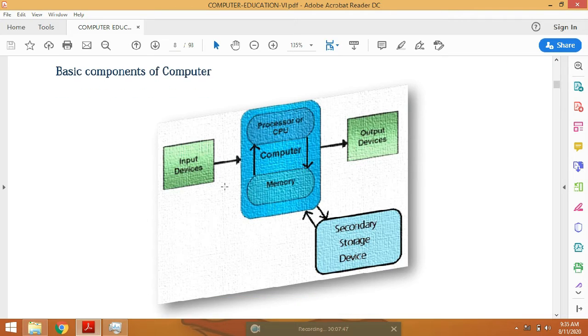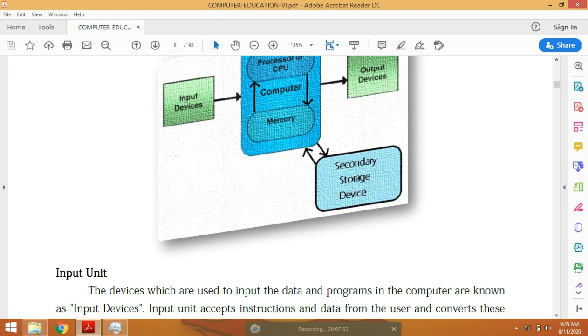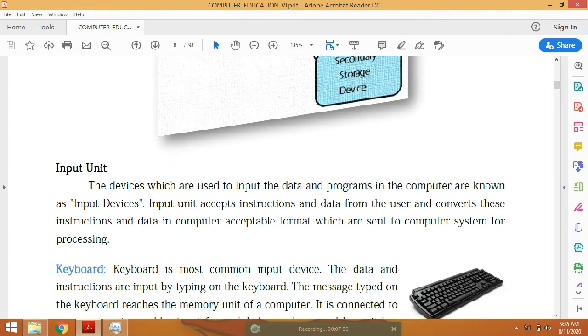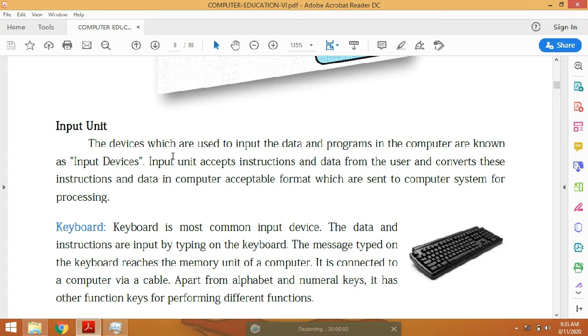So next is the block diagram of a computer. We have input devices, output devices, and inside we have the processor and memory. Let us start one by one. The first one is the input unit. These are used to take input from the user, or you can say, to take instructions from the users.